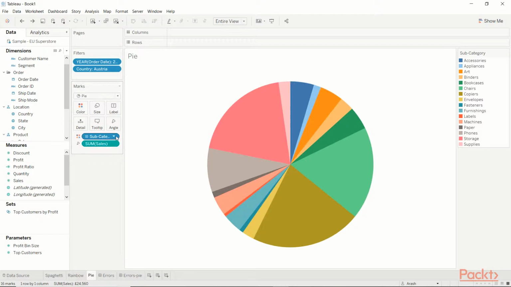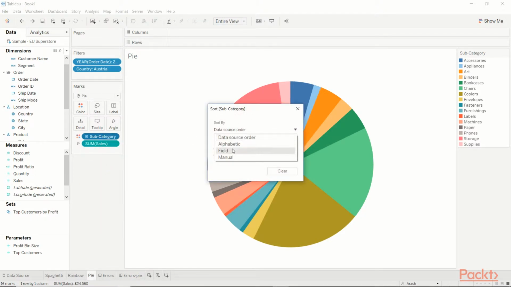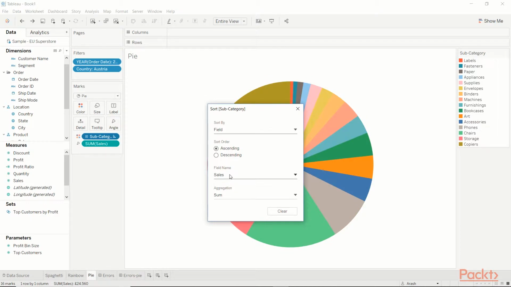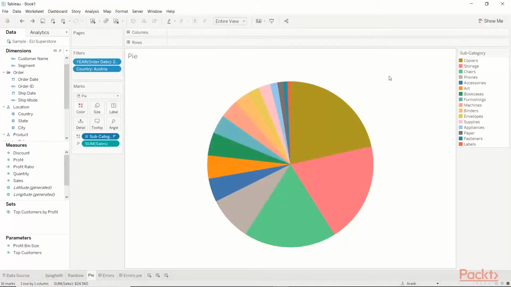What I need to do is to go to subcategory, go to sort by field, and the field which I'm gonna sort on is sales, and I'm gonna put it on descending. Perfect. A rule of thumb, always put the largest segment in your pie chart at 12 o'clock on the right. That would emphasize its importance.